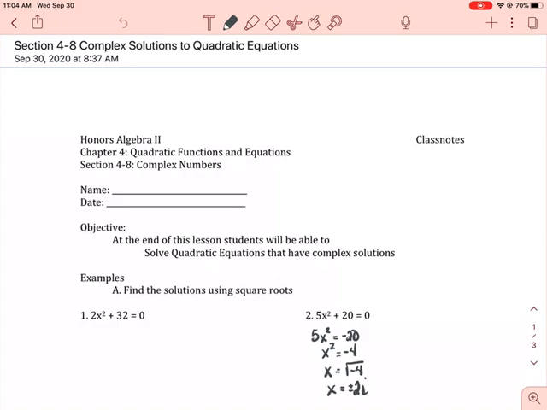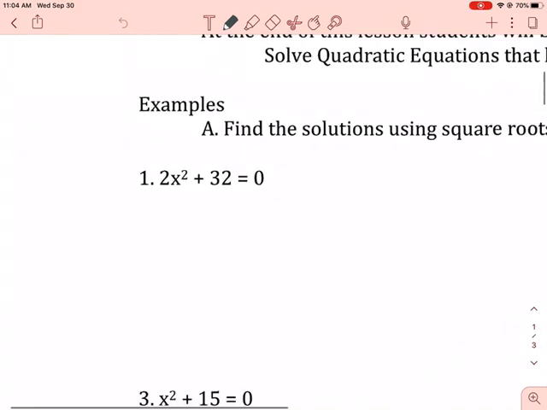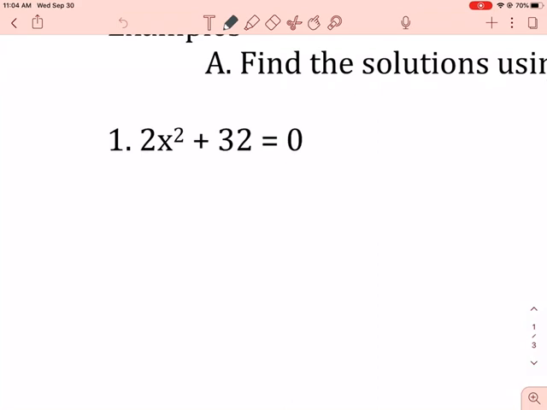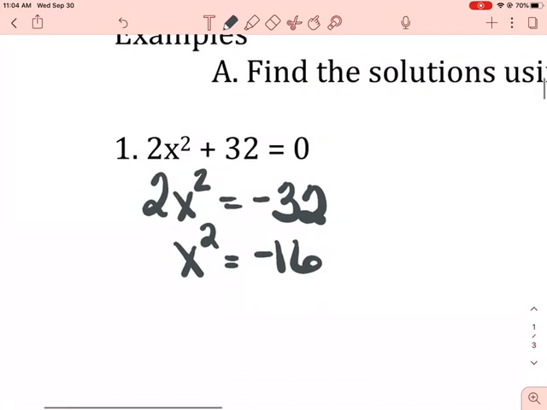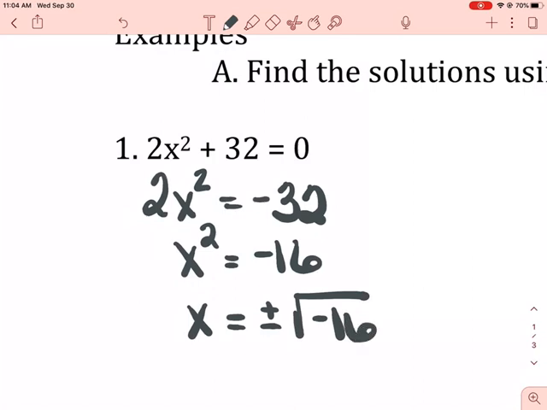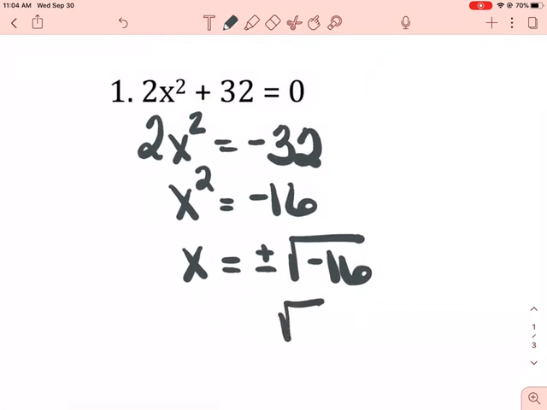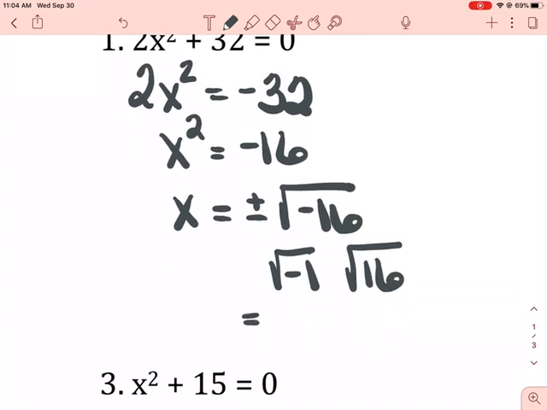Think of it as, what does this do for us? Let's take a look at doing it by square roots. We're going to solve for x squared. We're going to divide by 2, and then square root both sides. So we get the square root of negative 16. We're going to take out the i, negative 1. The square root of negative 1 is i, and the square root of 16 is 4. So we get 4i. Don't forget the plus and minus.